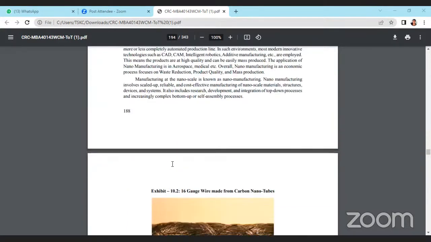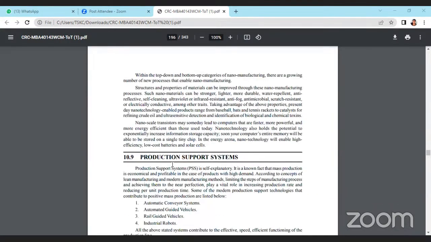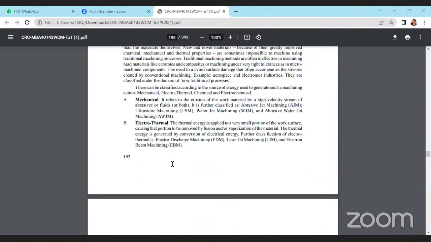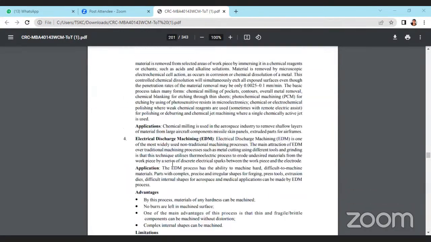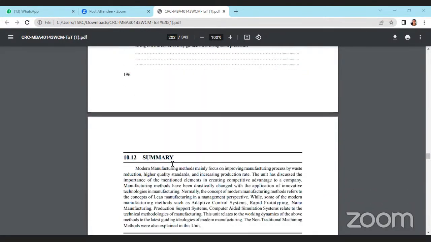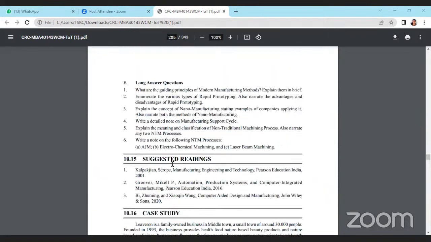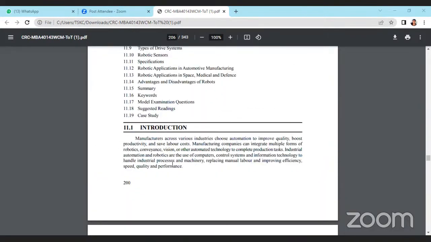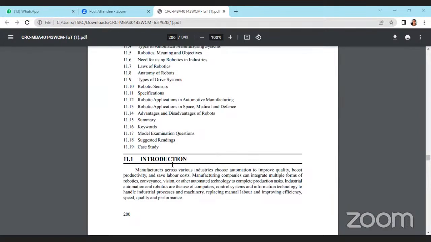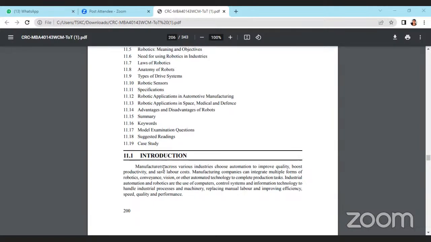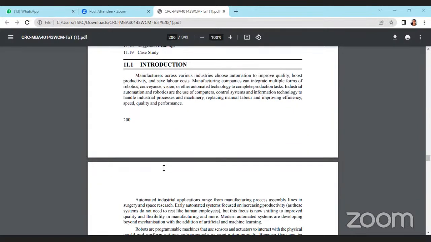And next we have automation and robotics. When we talk about automation and robotics, we have different technologies that have been taking place in automation, especially with respect to manufacturing units. Under that, we have robotic application in automotive manufacturing, laws of robotics, anatomy of robots, and types of drive systems.